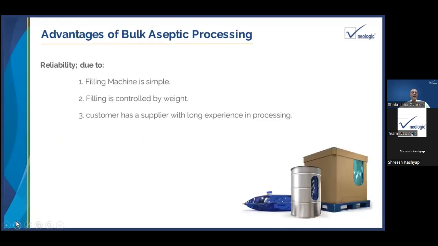Then in terms of reliability, the advantages are that the filling machine is simple. It is not complicated. You can maintain the filling machine very simply and very nicely. Filling is controlled by weight, so you don't have to change or correlate all the time specific gravity and the volume. And the customer has a supplier with a long experience of processing. People who give the solution for aseptic processing, people like us, have long experience in this particular field, and that experience and knowledge is always useful for the customer.